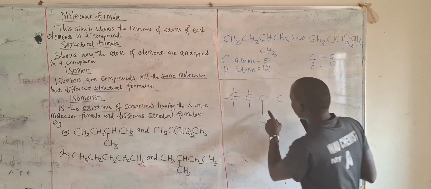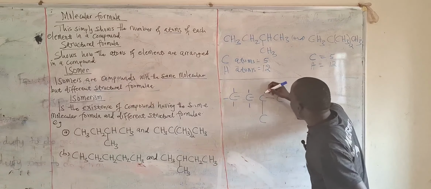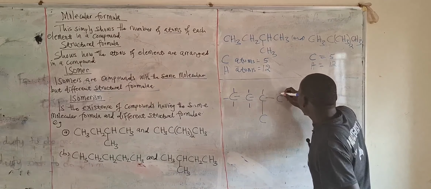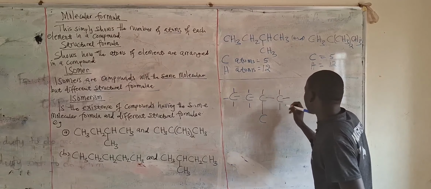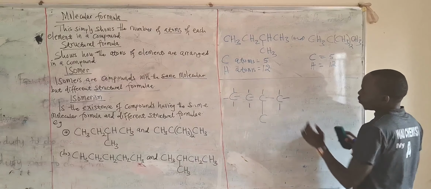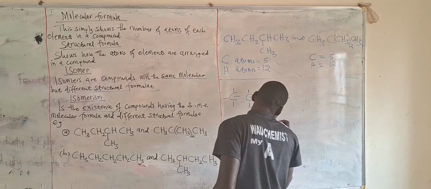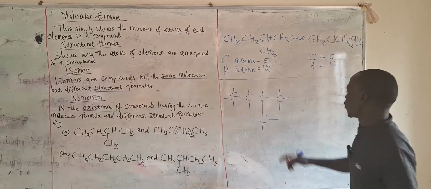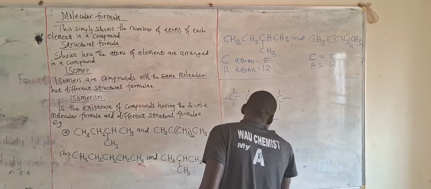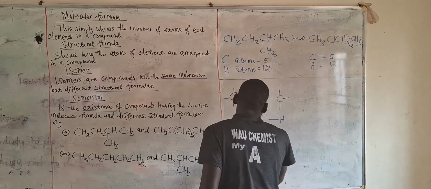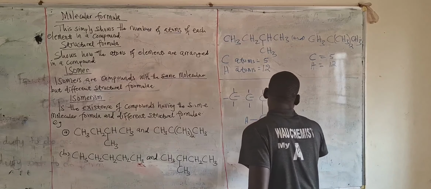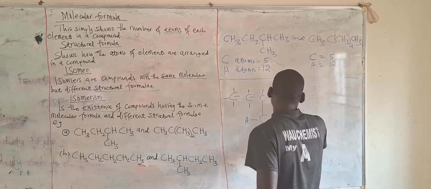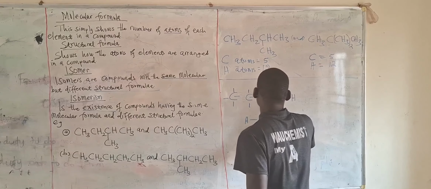So for this we shall have 1, 2, 3, then I'll have 4. Then for this I'll be in a position to put it like this: 1, 2, 3, 4. Then this one also we shall put 3 bonds here. So we shall have 1, 2, 3, 4. So let's put the number of hydrogen atoms here.